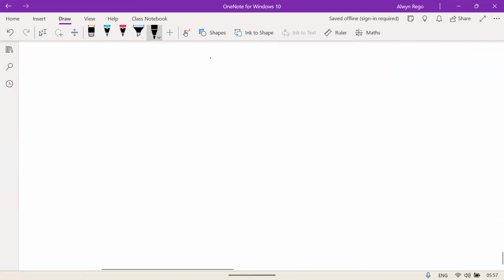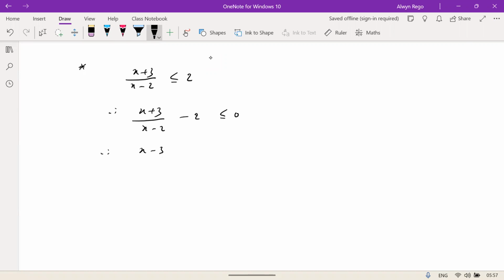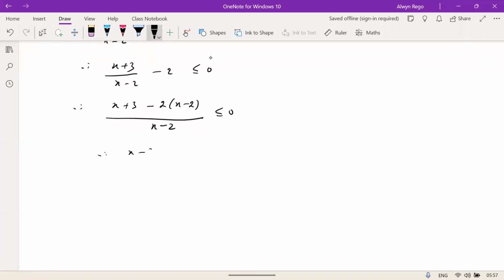Talking about another inequality, let's say you have to solve (x + 3)/(x - 2) ≤ 2. Again, the same thing. So (x + 3)/(x - 2) - 2 ≤ 0. Therefore, we have (x + 3 - 2(x - 2))/(x - 2) ≤ 0. Therefore, you find (x + 3 - 2x + 4)/(x - 2) ≤ 0.